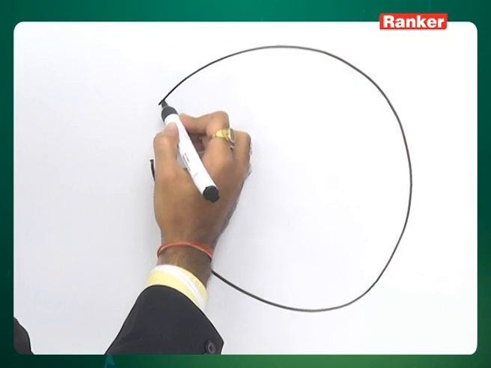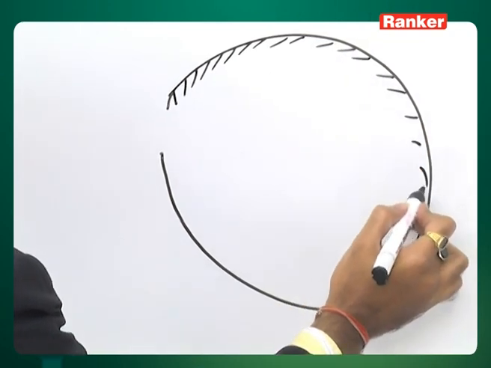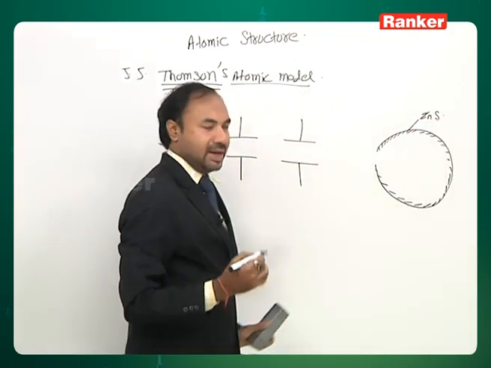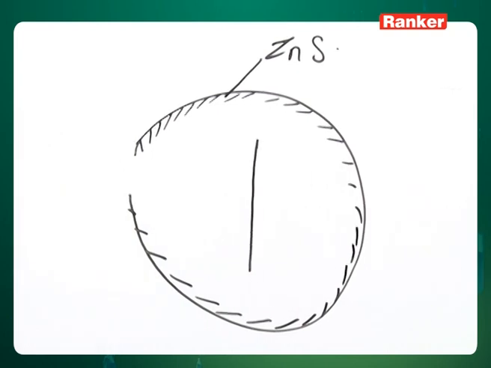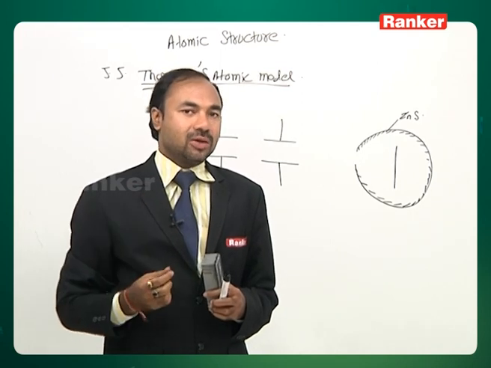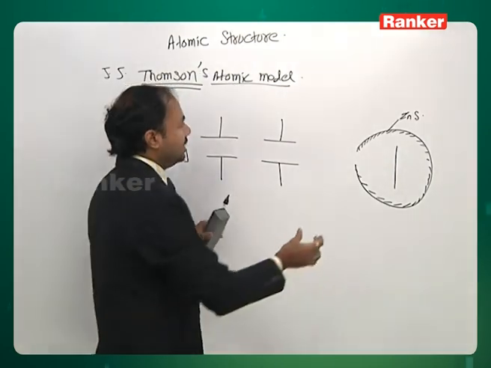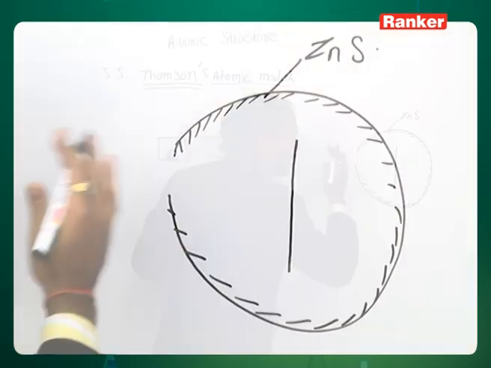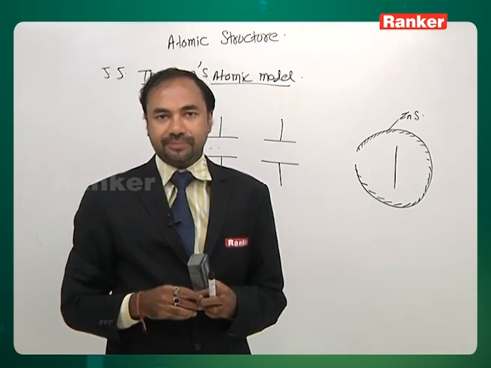Here he took a disk like this. In this disk, the inner side of the disk was coated with ZnS, zinc sulfide, and here he took a very thin gold foil. The reason for taking the gold foil mainly was that it is a noble metal and highly malleable, so we can make very thin layers of gold. A very thin layer, a single atomic layer thick, he kept here. Now what happened, these alpha particles moved, went there, and hit the gold foil. Actually what he wanted to check was the penetration power of alpha particles.